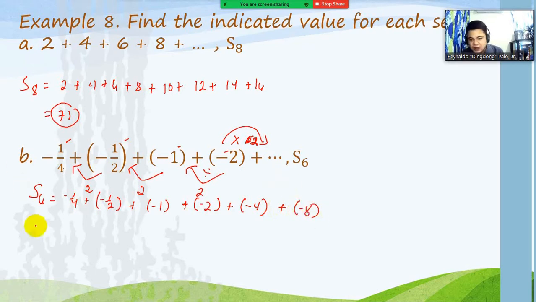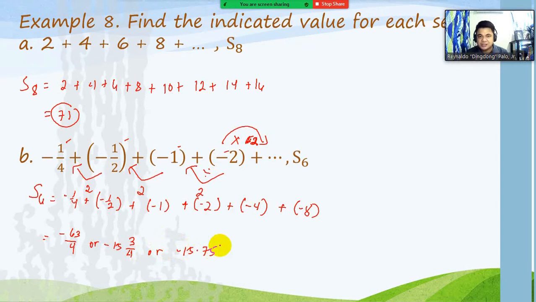Then that's it. You have to add them all on your calculators. You will now be getting negative 63 over 4, or negative 15 and 3/4, or negative 15.75. Either of the three is actually correct. But in your examination, please take note to read the instructions.